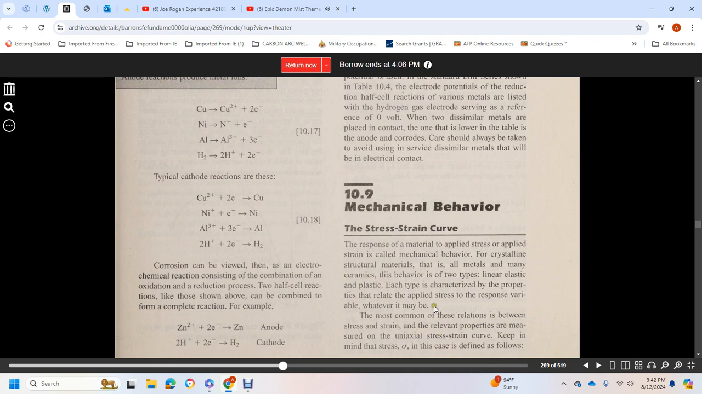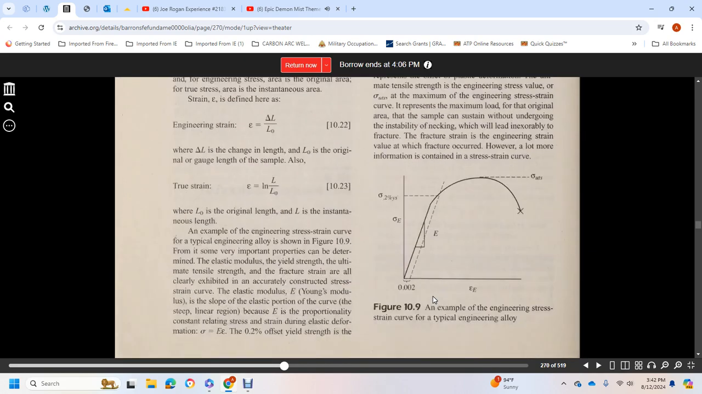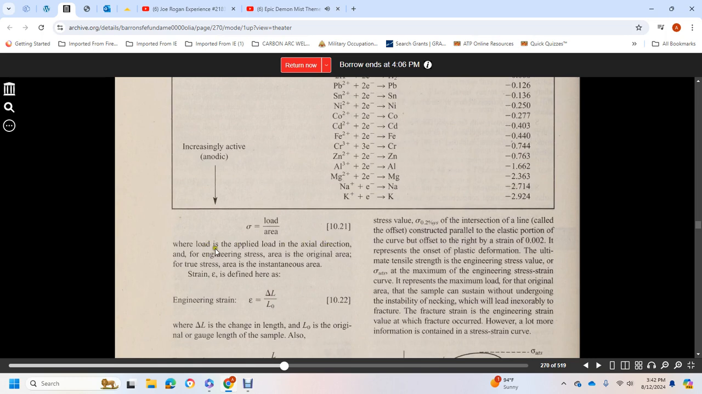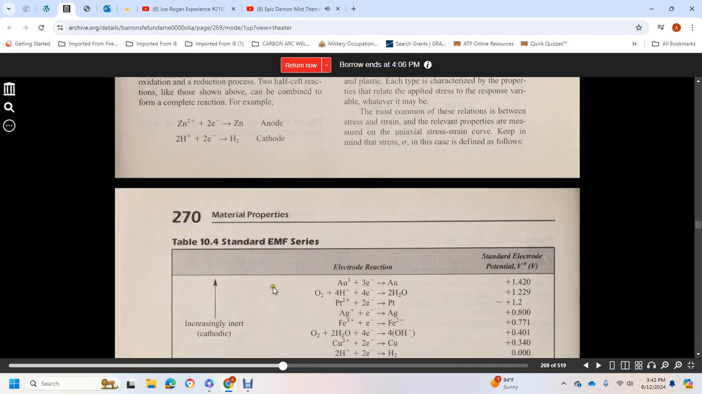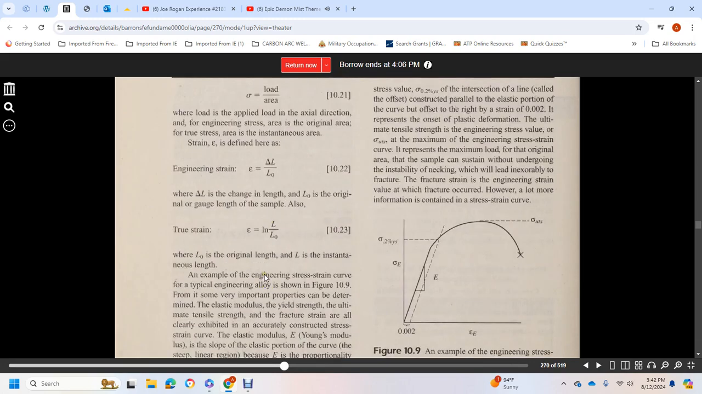Keep in mind that stress is defined as force over area, and the chart shows the load applied in the axial direction. Engineering stress is based on the original area, while true stress is based on the instantaneous area. Strain is defined as the resultant change in length over the original length, where the original length is the gauge length of the sample. The true strain is the natural log of the instantaneous length over the original gauge length.